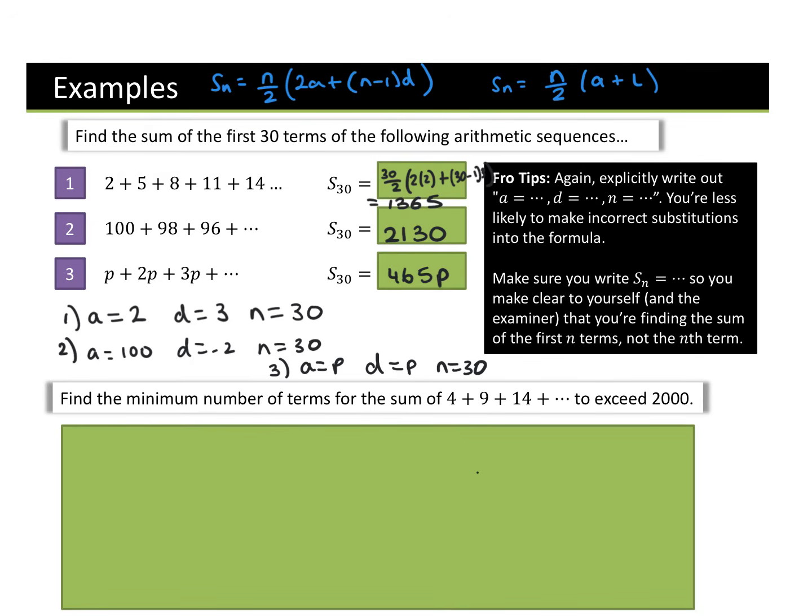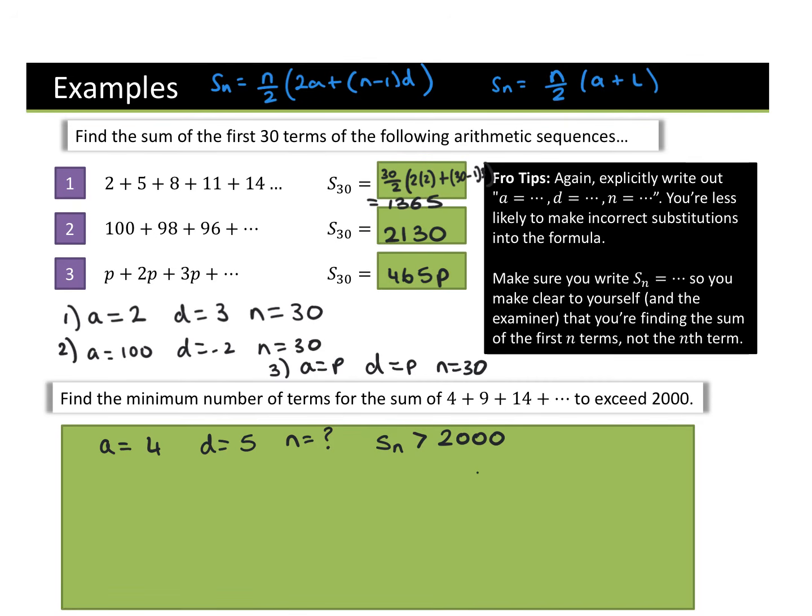Okay, now this is a type of question that we have seen in the GCSE. Find the minimum number of terms for the sum to exceed 2,000. Step 1, write down what you know. A equals 4. Our difference equals 5. Our n, unknown. But what do we want? We want our sum to exceed. We want this to be greater than 2,000.